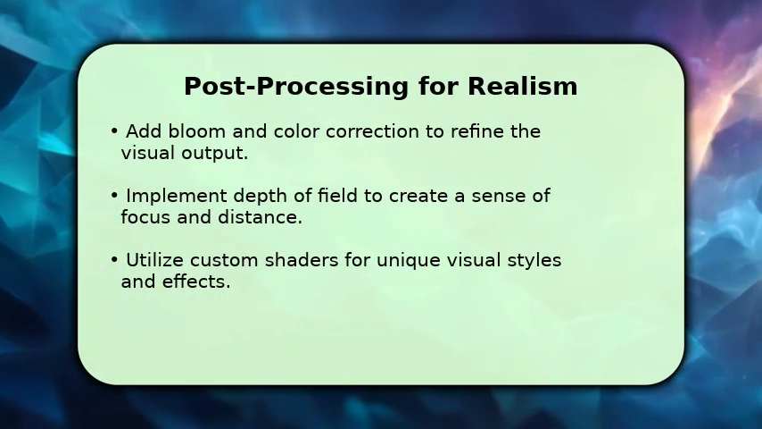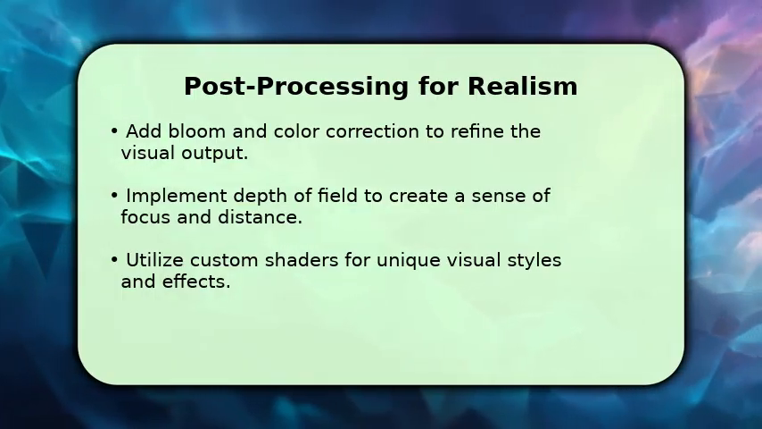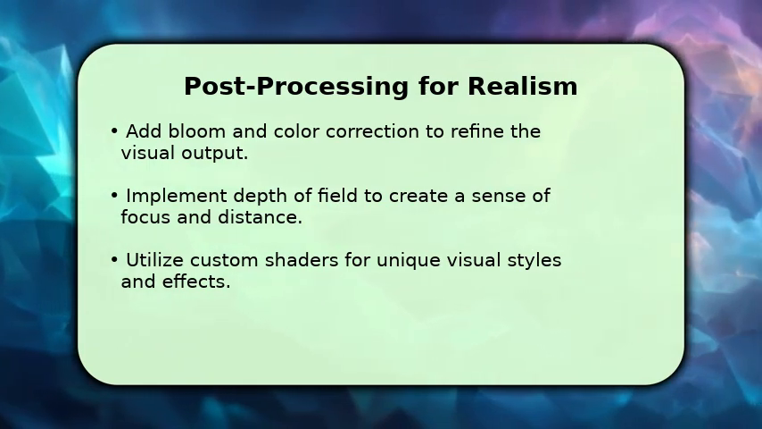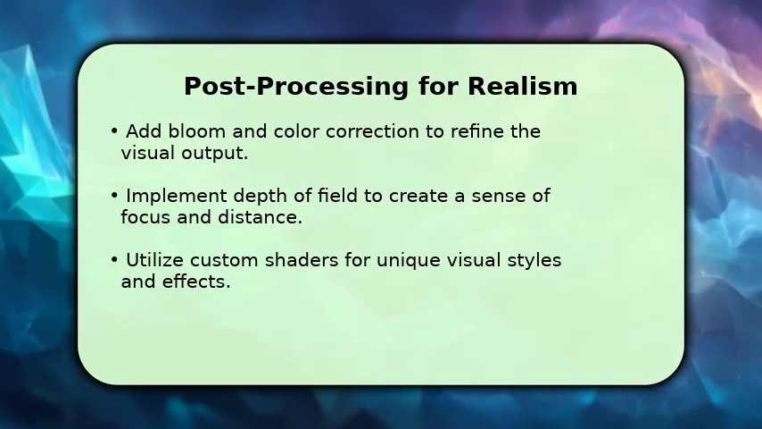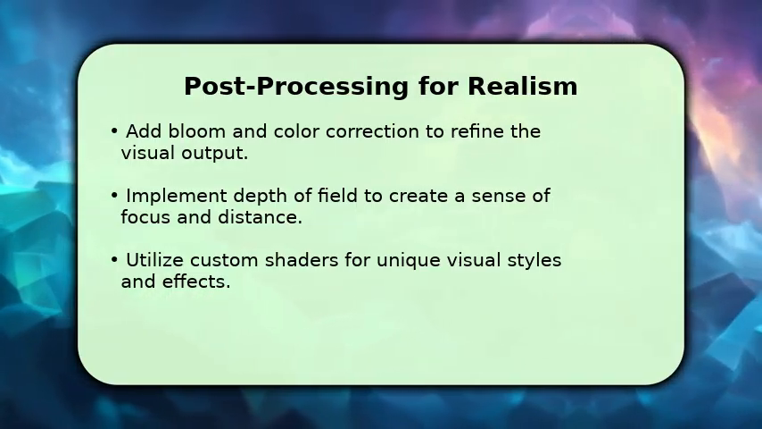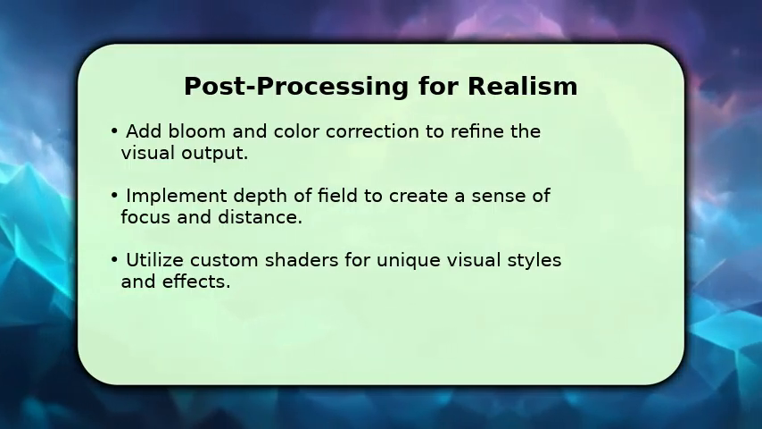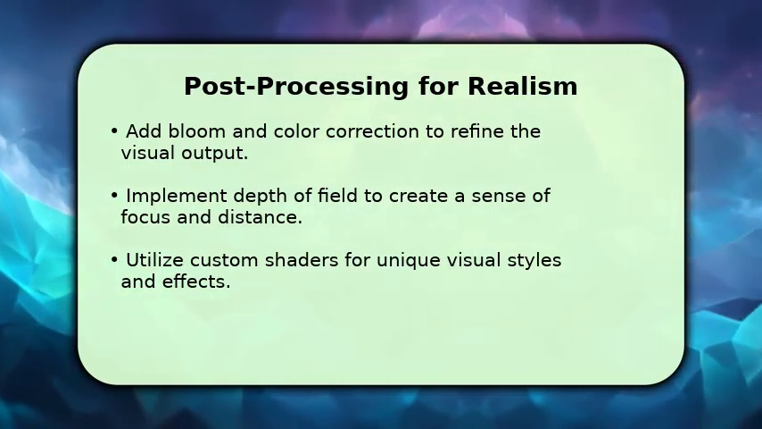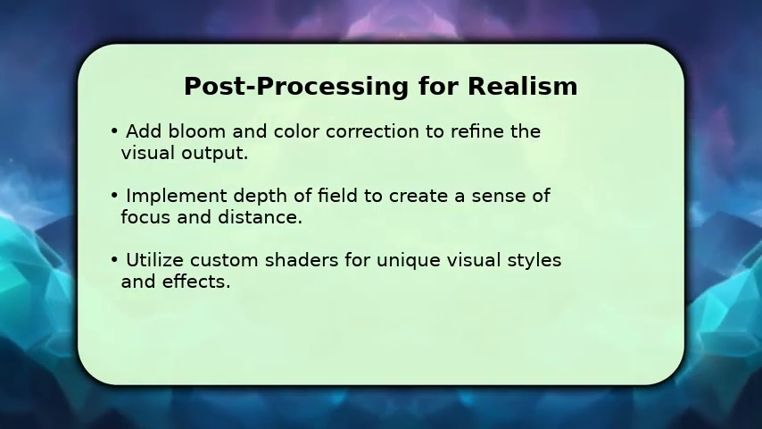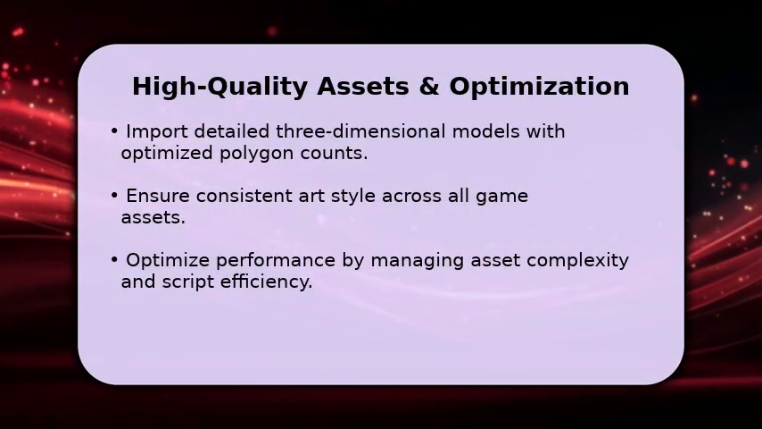Now, let's explore post-processing effects. These are crucial for that final polish. Add bloom to simulate light scattering, and use color correction to fine-tune the overall mood. Depth of field can create a cinematic look, blurring distant objects to focus on foreground elements. Experiment with other effects like vignetting or custom shaders to achieve unique visual styles, dramatically enhancing the realism of your Roblox experience. Finally, high-quality assets and optimization are key.